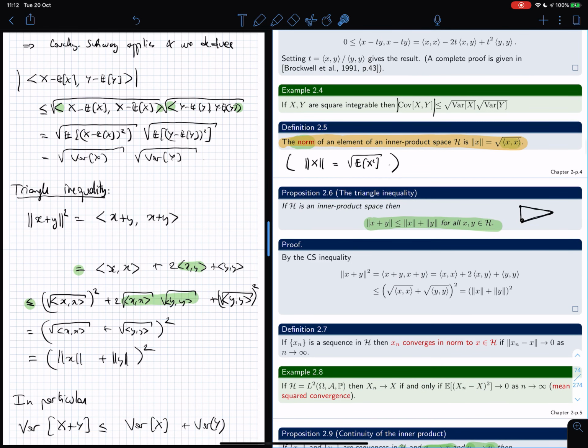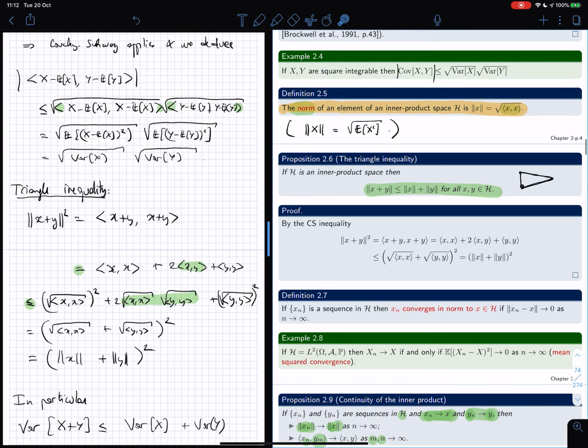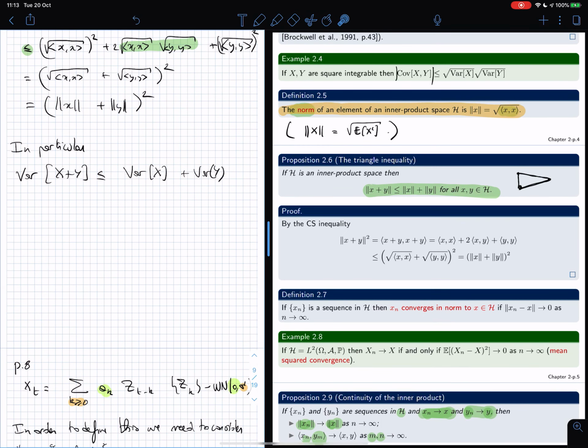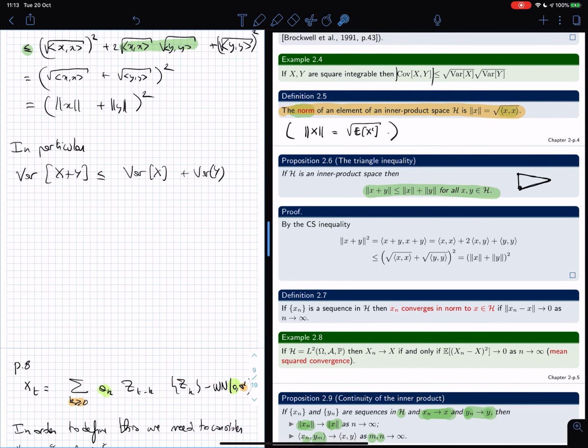And then, by Cauchy-Schwarz, we get for free the triangle inequality, which holds for any inner product space, including L2. So this just tells us what? It tells us that the standard deviation of the sum is always less than the sum of the individual standard deviations. That's just the triangle inequality, which you know from your secondary school classes, I guess.